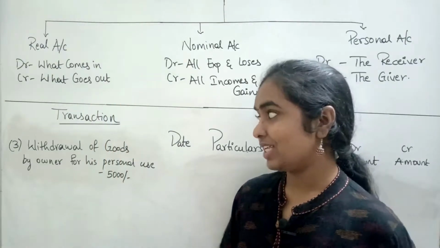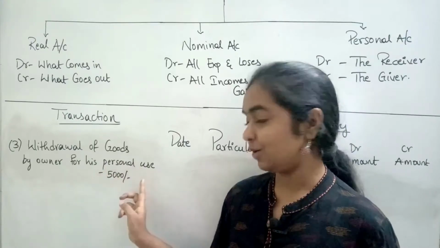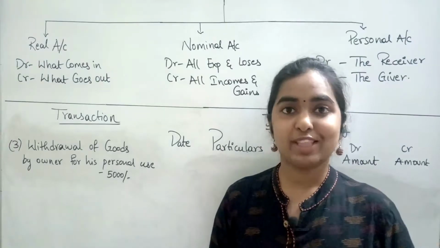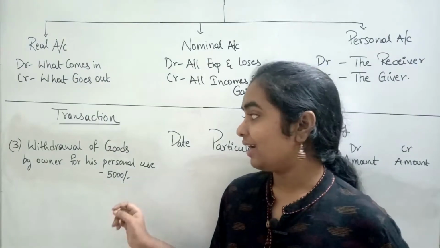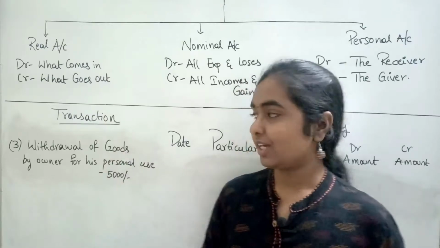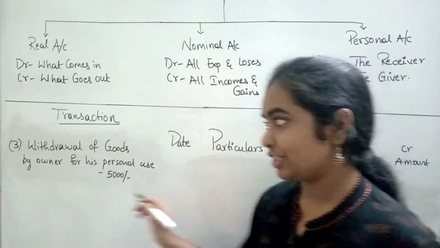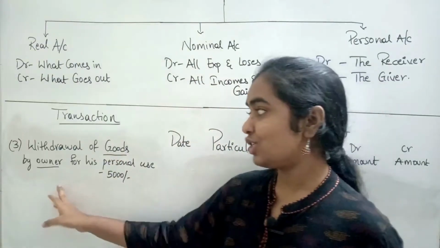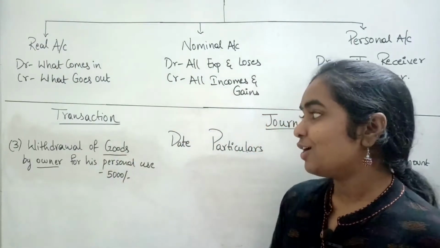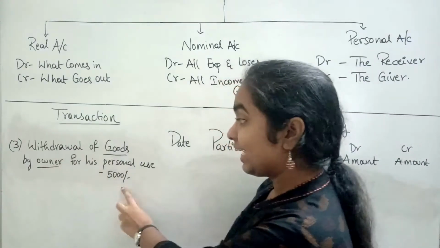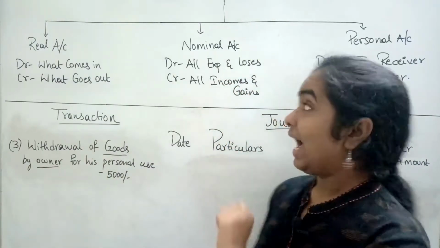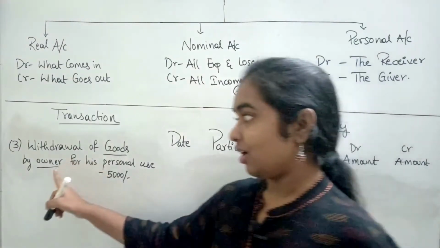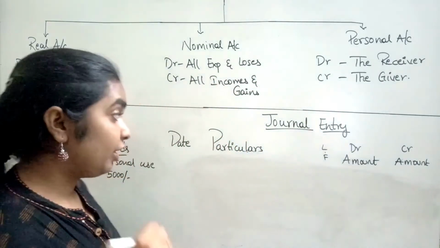Okay. So the third transaction is withdrawal of goods by owner for his personal use, 5,000 rupees. So here the owner is taking something from the business. First of all, that is in the nature of drawings, right? And he is taking goods. Okay. So the two aspects involved in this transaction are owner and goods. But we are never going to mention these two accounts in our books of accounts, right? So firstly, the owner is taking from the business, so he is a receiver. And as per the personal account, we need to debit the receiver, right? But instead of owner, what we need to debit is the drawings account.